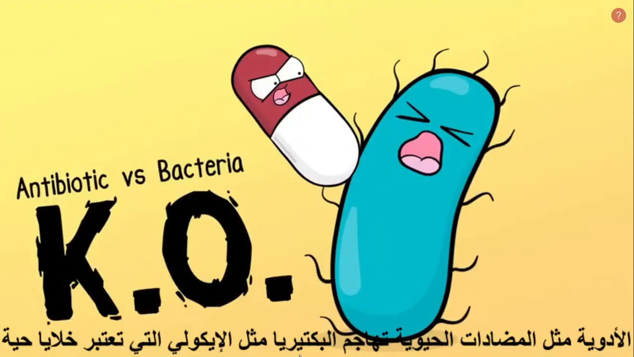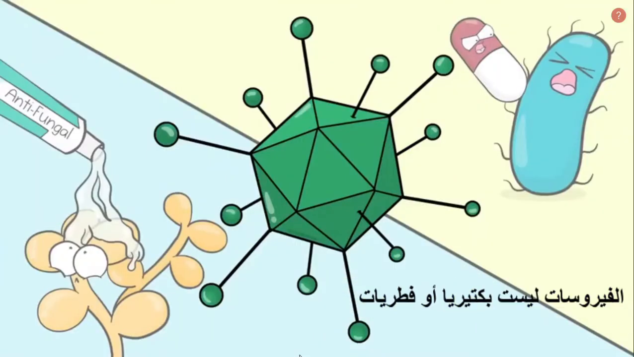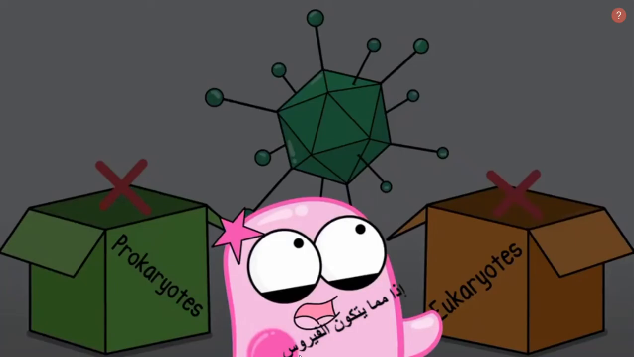Medications like antibiotics attack bacteria like E. coli, which are living cells. Antifungal medications can be used on fungi like athlete's foot, which are made of living cells. Viruses are not bacteria or fungi. You can't classify a virus as a prokaryote or a eukaryote either because it's not a cell. So what is their structure like?